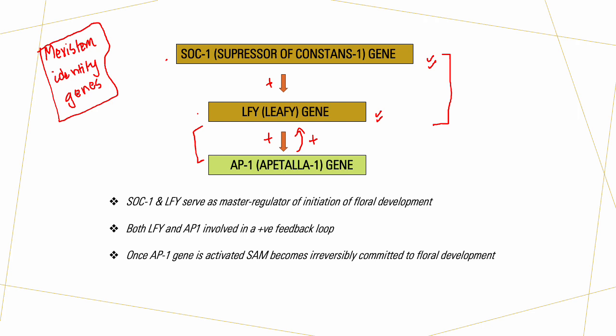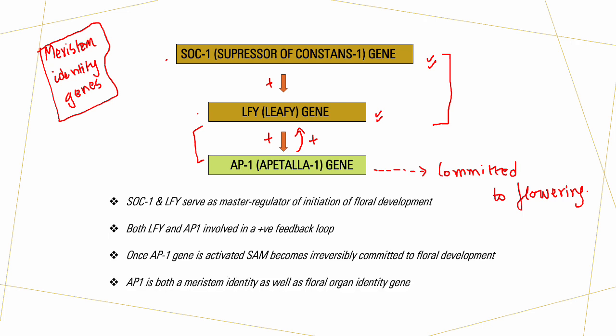Please remember, once the AP1 gene is activated, the SAM gets committed to flowering, right? That's very important. The shoot apical meristem gets committed to flowering. No matter what happens, whether nutrients are available or not for the plant, flowering or not, the SAM is going to develop into a flower eventually, right? So once the AP1 gene is activated, the SAM becomes irreversibly committed to floral development.